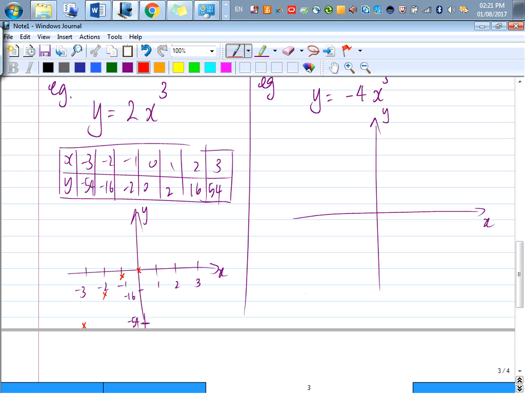When x equals 1, it will be 2. Over here, 2. When x equals 2, it will be 16. So over here, 16. And finally, 54 for x equals 3. Can? Then now, I am going to join them up. Do you have a straight line?